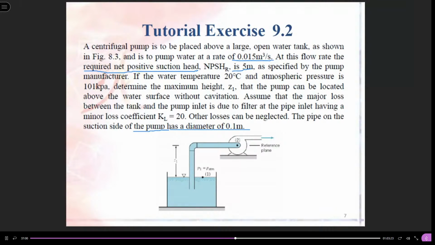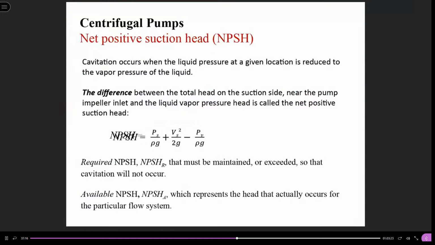What's net positive suction head? We have known that the net positive suction head is the difference between the total head on the suction side near the pump impeller inlet and the liquid vapor pressure head, right?